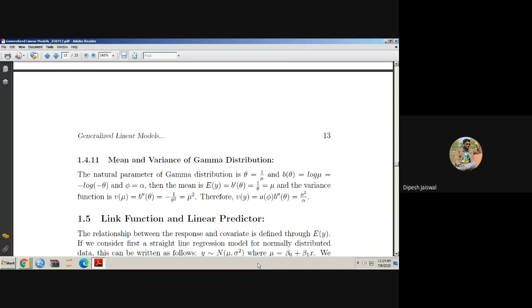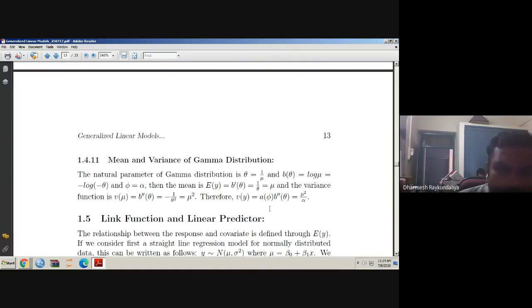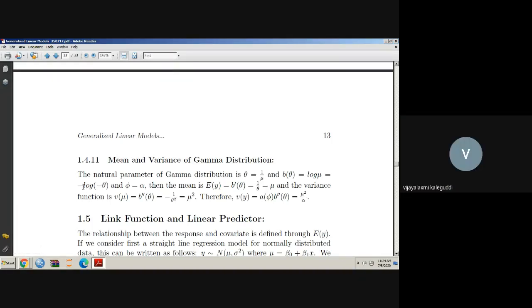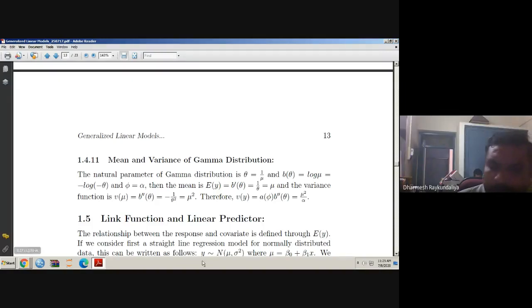I have made a mistake here: there should not be a minus sign, it is log of minus theta only. So if you take the derivative, it is minus 1 by theta, and the derivative of theta is 1, but there is a minus sign, so it is minus 1. Minus minus cancel, so it is 1 by theta.